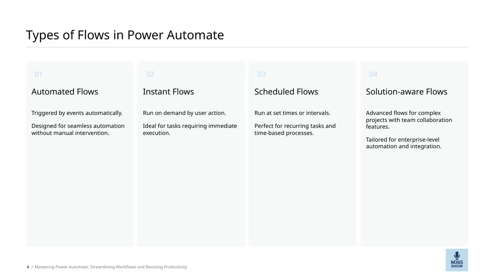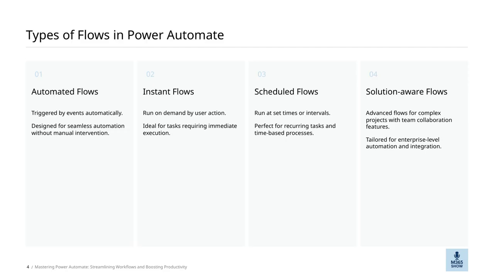On this slide, we're looking at the different types of flows in Power Automate, which are essential to understanding how to tailor automation to various needs. First, we have solution-aware flows, which run at specific times or intervals. These are perfect for recurring tasks like daily reports or scheduled data backups. Then, there are scheduled flows, which execute on demand, usually triggered by user actions. Think of these as manual triggers for immediate tasks, like sending a follow-up email.